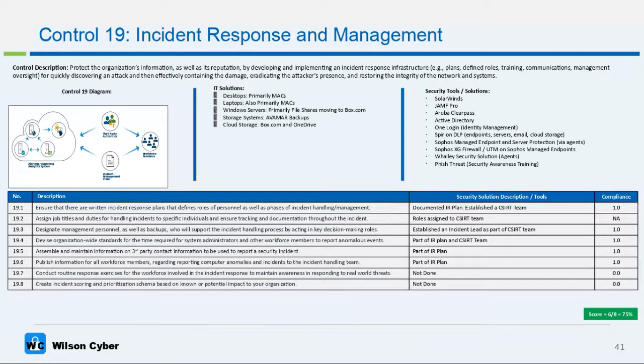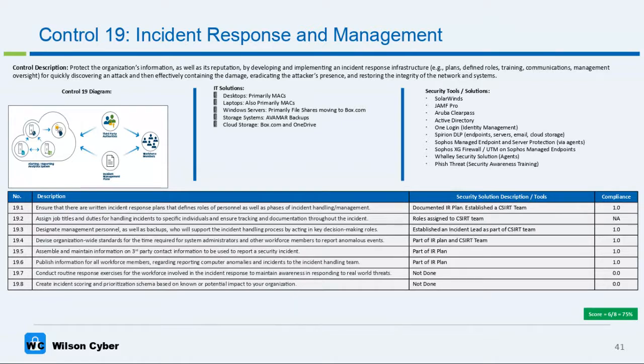Ensure there are written incident response plans, assign job duties for handling incidents, designate management personnel as well as backups who will support the incident handling process, devise organization-wide standards for the time required for system administrators and other workforce members to report anomalous events, assemble and maintain information on third-party contact information, publish information for all workforce members regarding reporting computer anomalies and incidents to the incident handling team, conduct routine response exercises for the workforce involved in the incident response to maintain awareness in responding to real-world threats, and an incident scoring and prioritization schema based on known or potential impact to the organization.